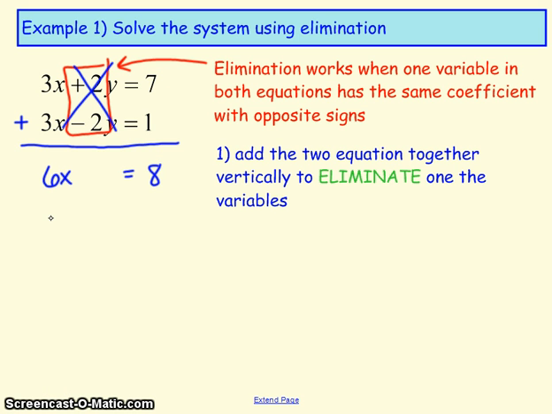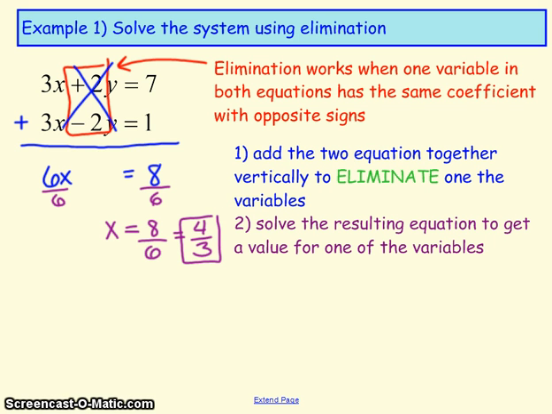Once you have done that, you should be left with a very simple equation with one variable in it that you can solve, usually just by dividing. So in this case, we have 6x equals 8, so I'm going to divide both sides by 6. And that gives me x equals 8 over 6, which I am going to reduce to 4 over 3, dividing the top and the bottom by 2.